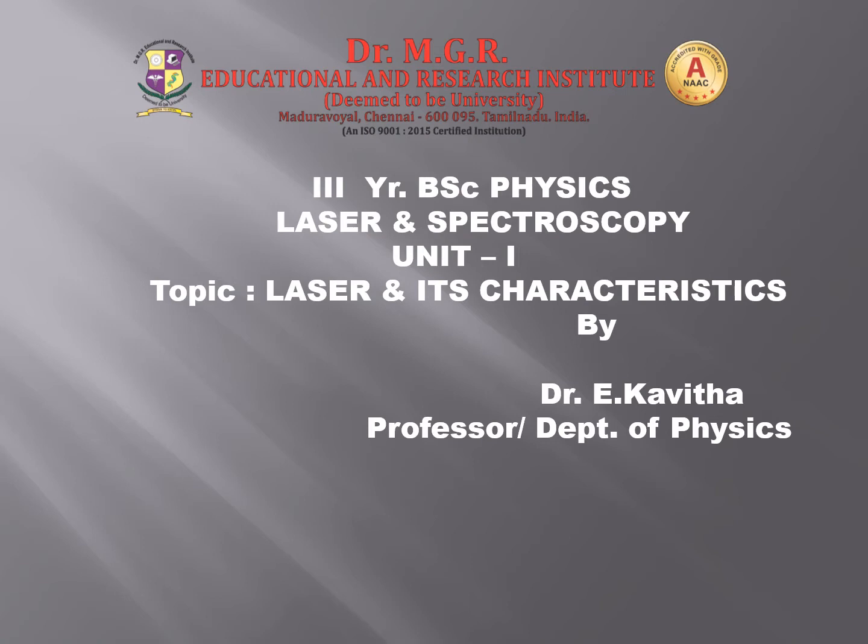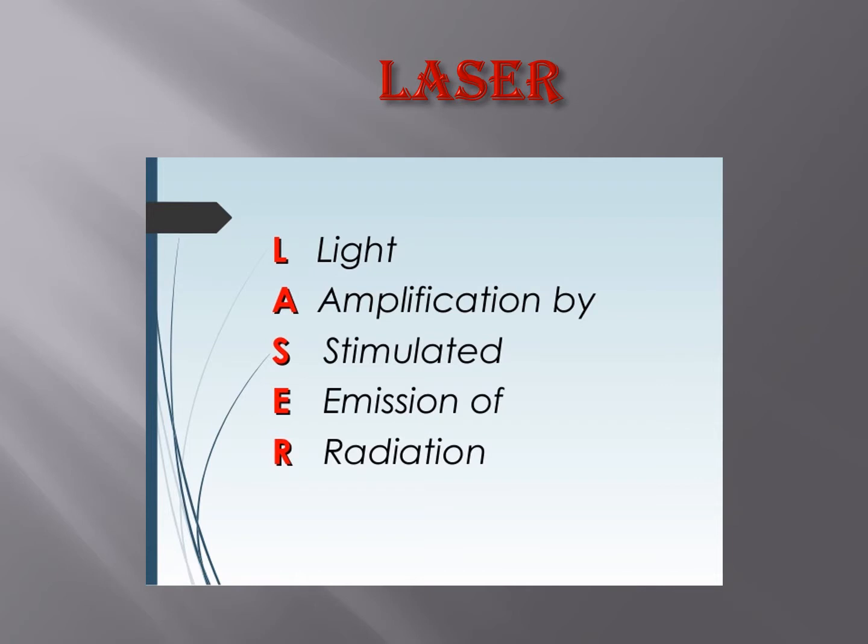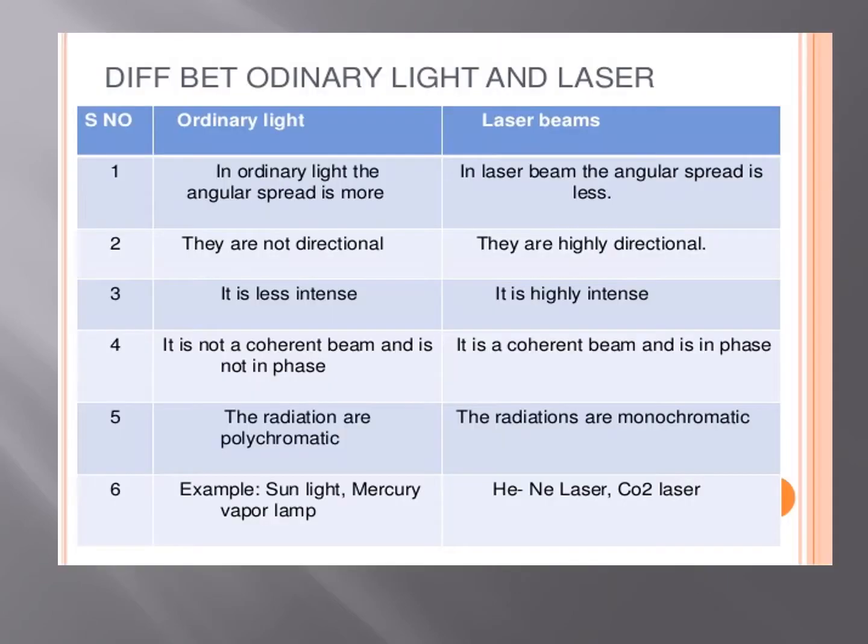Today I am going to take the topic laser and its characteristics for third year basic physics. First, what is a laser? Laser is light amplification by stimulated emission of radiation. That is, the light is getting amplified by stimulated emission. That is the process used here.